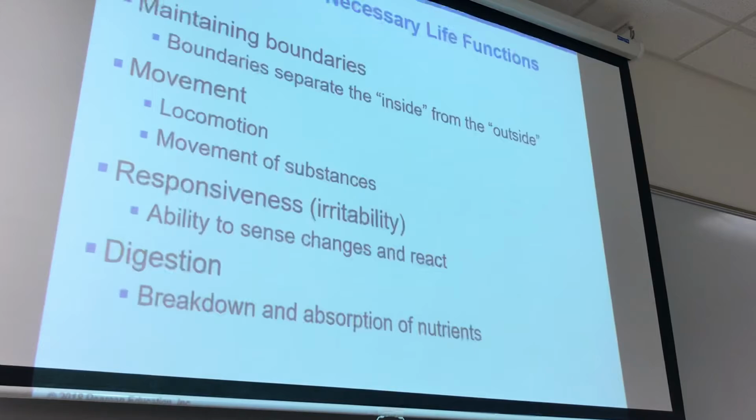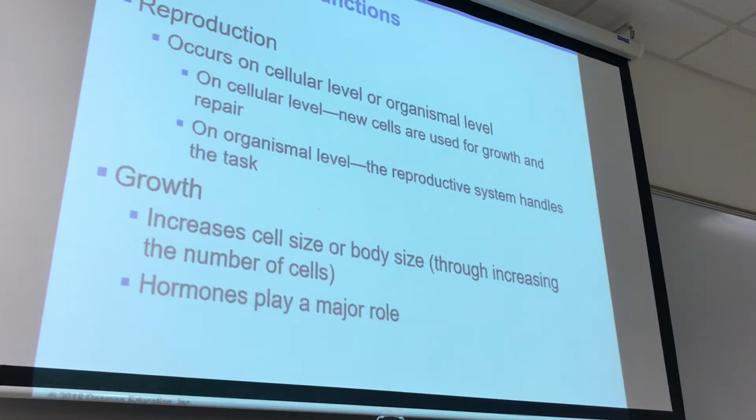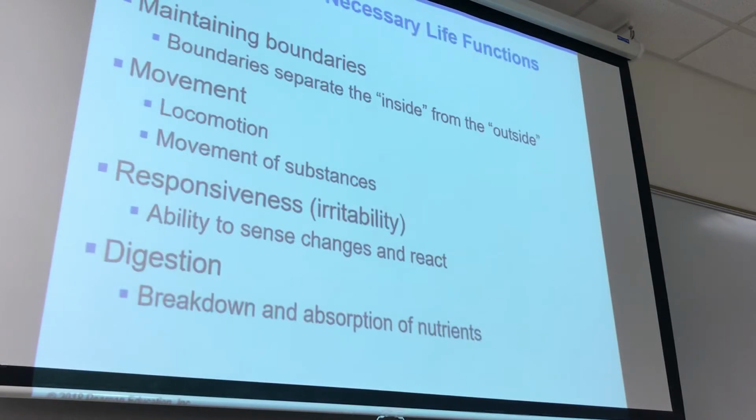Good. With regards to maintaining life, the chapter now talks about how we maintain life. There's a handful of things that are necessary for the body to be able to maintain life. And as we talk through each of the different chapters, we're going to show you, or hopefully show you, how each of the different organ systems helps us to do at least some of the following things. All right, everything from maintaining boundaries.